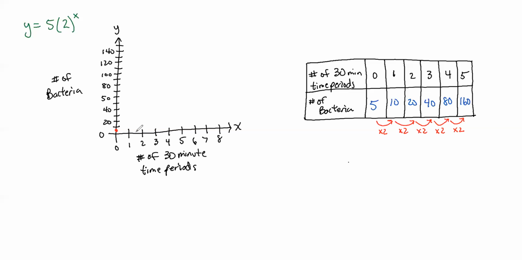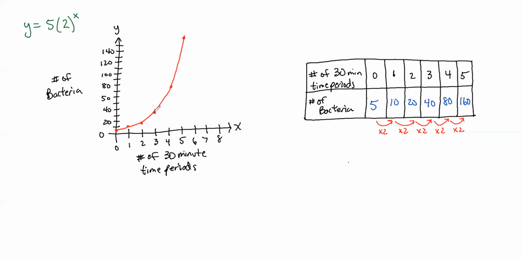So we have 5, and then after 1 time period, we have moved up to 10. After 2 time periods, we are at 20. After 3, we go up to 40. After 4, we're up to 80. Let's see how we're starting to increase way faster. At 5, we're going to be up here somewhere at 160. And then we can connect these as best as we can.